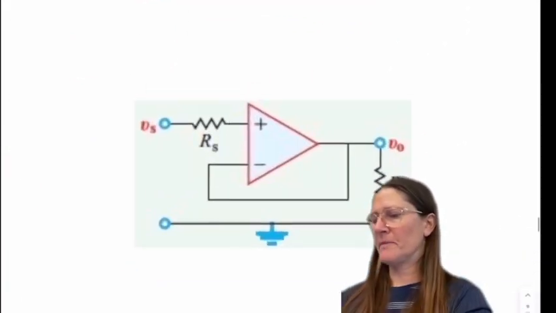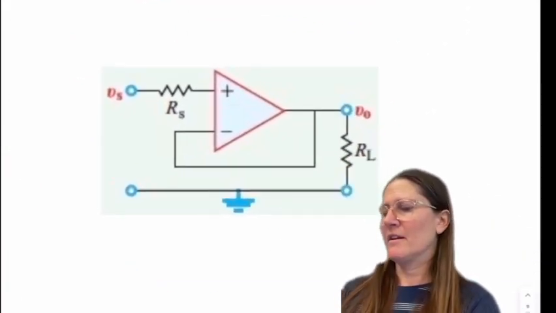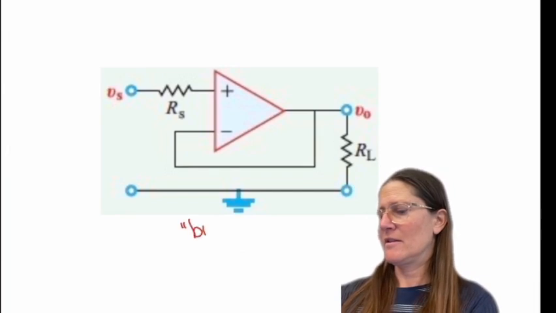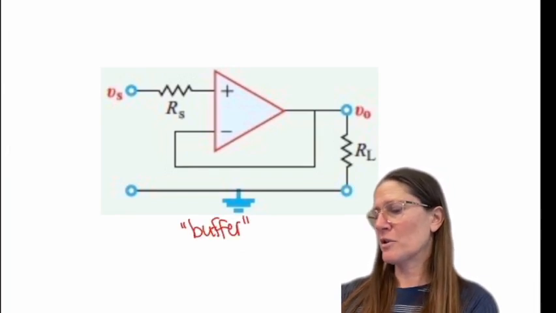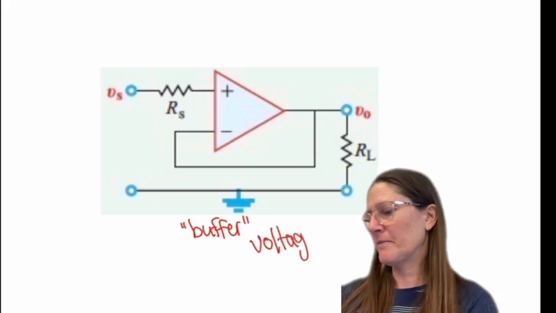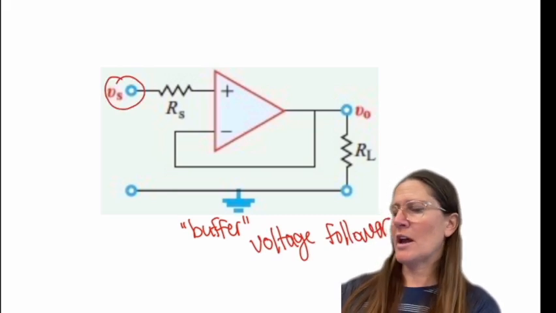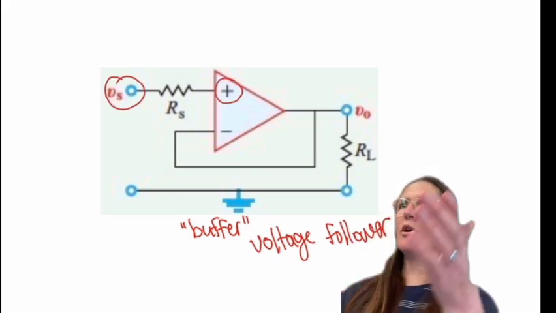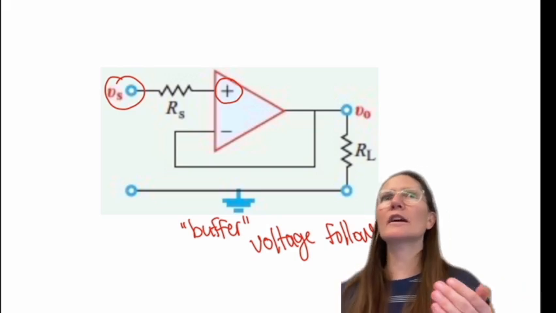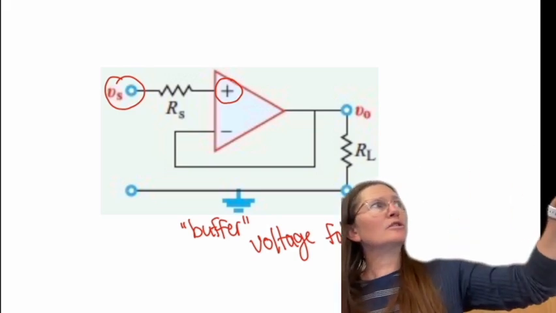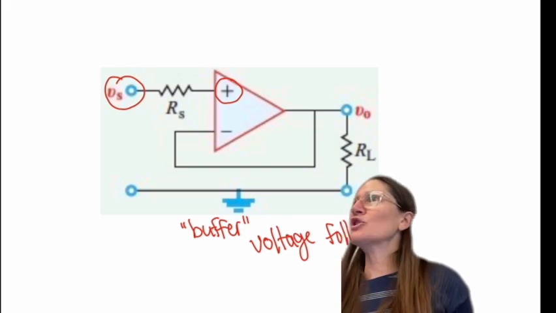And one more. And this one. So buffer or voltage follower. And again there, feedback, and plus, and no connection on that negative side to ground.